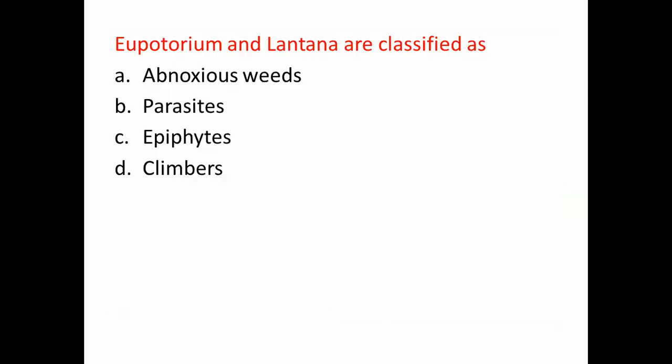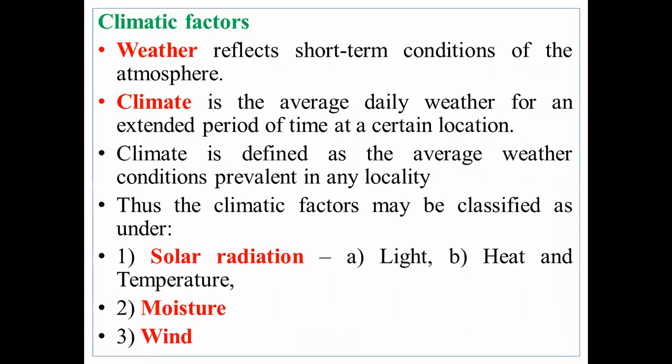The next question is a very simple question. Eupatorium and Lantana are classified as what? These are classified as obnoxious weeds. It's a very simple question. So we have completed the biotic factor, one of the very important factors. Now we are moving to the climatic factor.